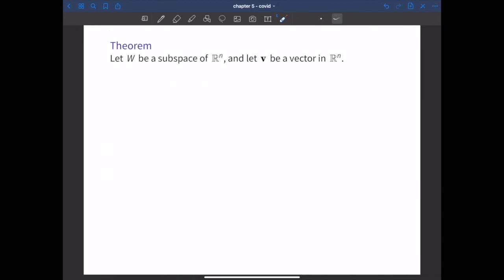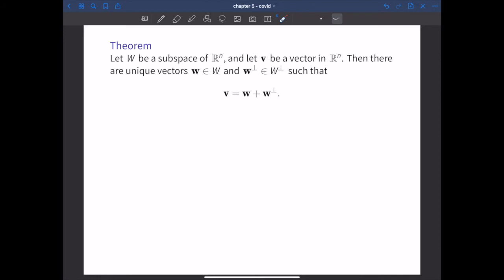So that's what this theorem right here emphasizes: if w is a subspace of Rn and v is a vector inside of Rn, then there is a unique vector w and a unique vector w perp so that v equals w plus w perp, where w lives inside of the subspace w and w perp lives inside the orthogonal complement of w. So this is really the same theorem that we saw when we had that projection formula. It's just stated a little differently.